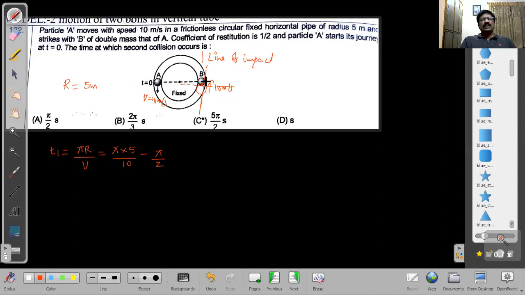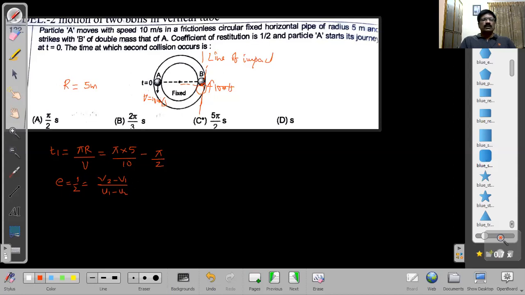Next, here collision takes place. No external force acts on the two blocks. That's why you can apply the law of conservation of linear momentum also. Of course, here the coefficient of restitution is given: e is equal to 1/2. That is equal to the relative velocity of separation, that means after collision, the relative velocity between the two bodies, by the initial relative velocity between them, that means the relative velocity of approach.